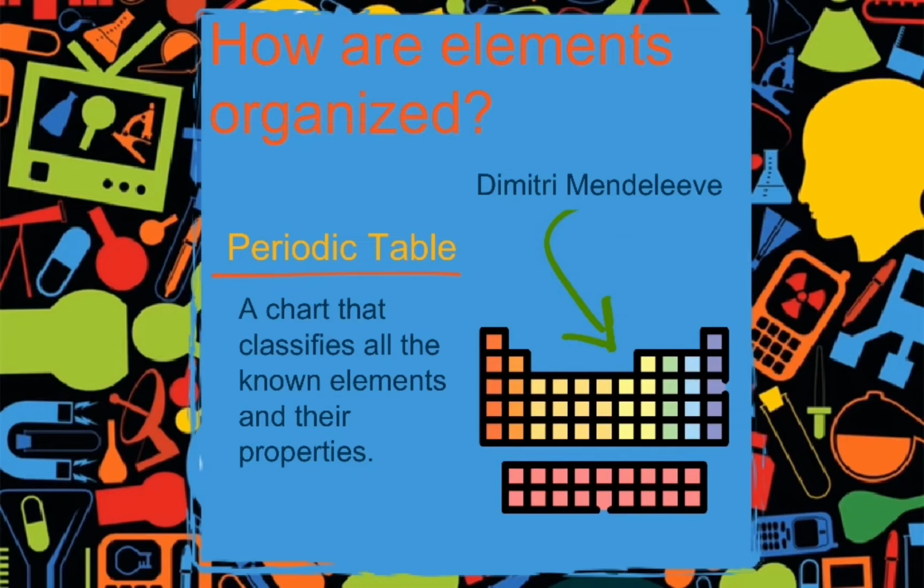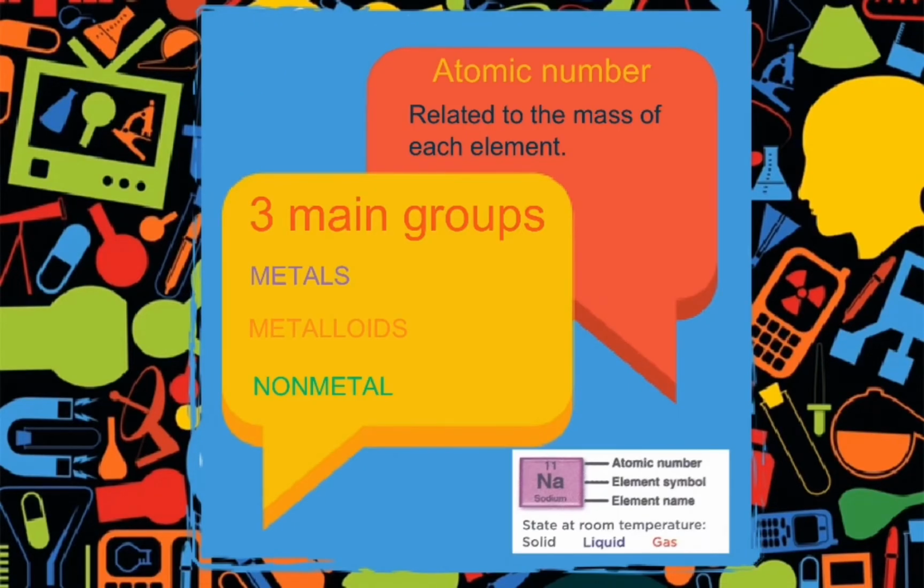How are elements organized? Around 150 years ago, a Russian scientist called Dmitri Mendeleev made a table of the elements. He based his table on the known properties of elements, and this is what we know as the periodic table. The periodic table is a chart that classifies all the known elements and their properties. As the years passed, new elements were found, so they were added to the table.